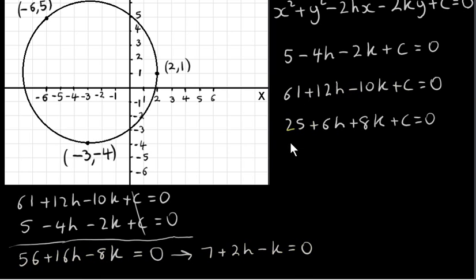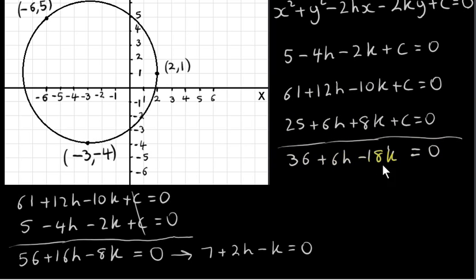Now let's take the second and third equations. We subtract the third equation from the second equation. We get 36 + 6h - 18k = 0. And we can simplify this down. We can divide it by 6, and I'll write it in above this one. If we divide this by 6, we get 6 + h - 3k = 0.